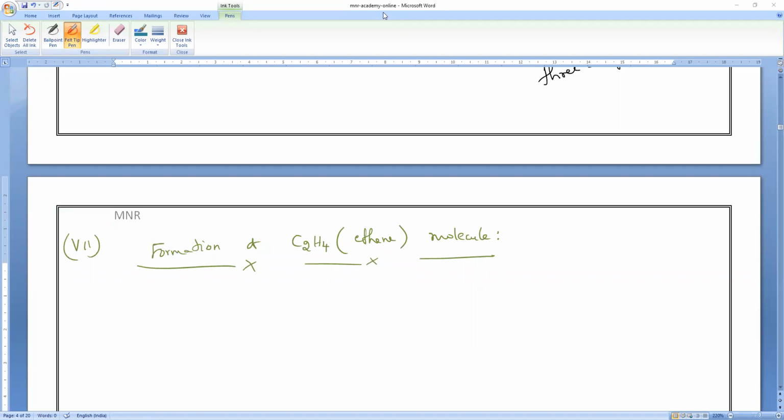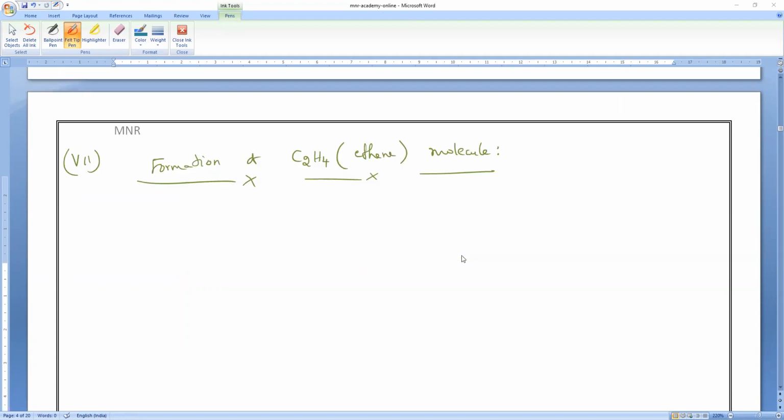All are covalent compounds. So everywhere, what is that? Sharing of electrons only. Everywhere it is sharing of electrons. Everything will come into the account. So please make it now. Formation of ethene. All of you, right? Formation of ethene.